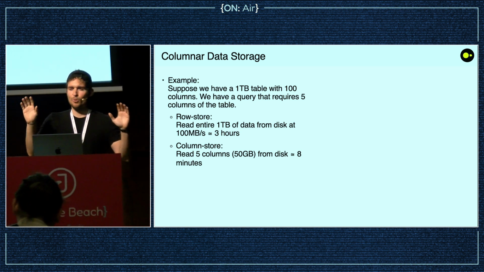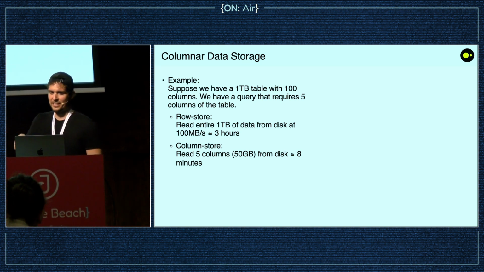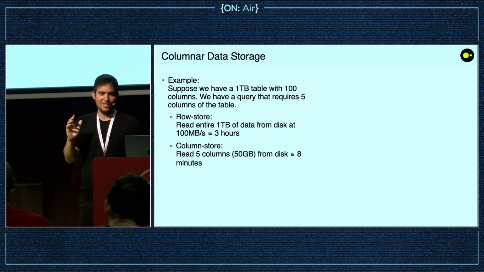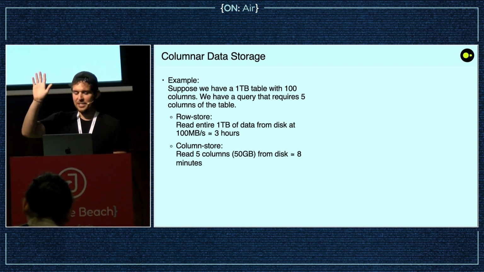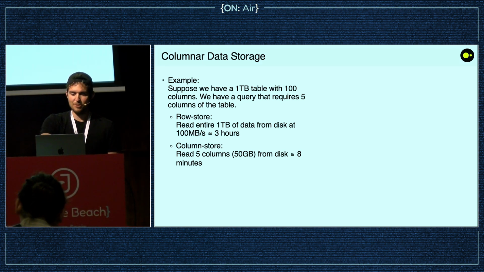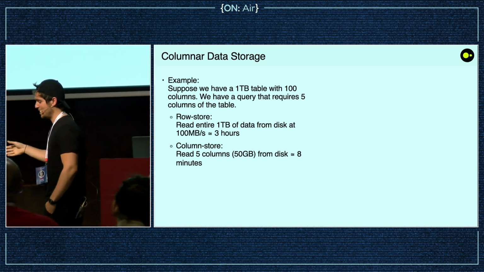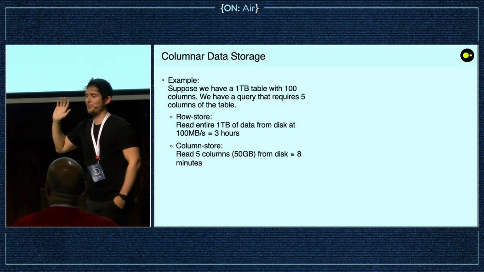Let's say we have a 1 terabyte table with 100 columns. For simplicity, let's say they all have the same size, like they're all integers or whatever, no strings here. And let's say we have a query that just needs 5 columns of this table. In the row store, we're going to have to read everything from disk. No escaping that. Which means that at 100 megabytes per second of throughput, that takes you 3 hours.